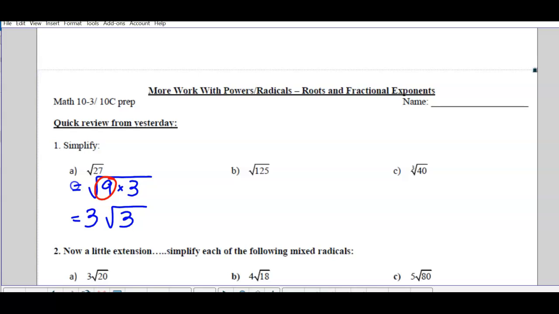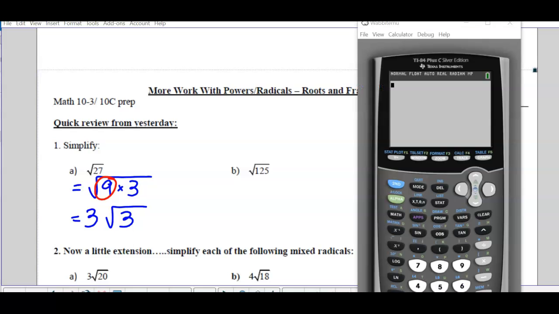Remember that you can check with your calculator. Or you can check second. I'll just go check on that. So I said root 27, and then 3 root 3. Okay, they're the same value. All right. Next one, root of 125.